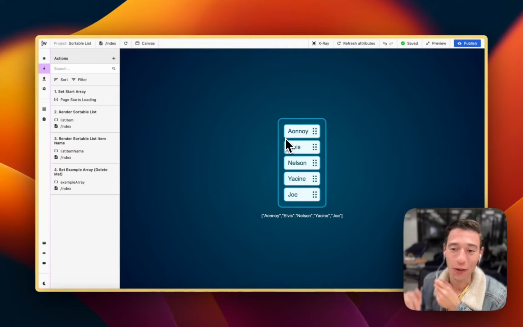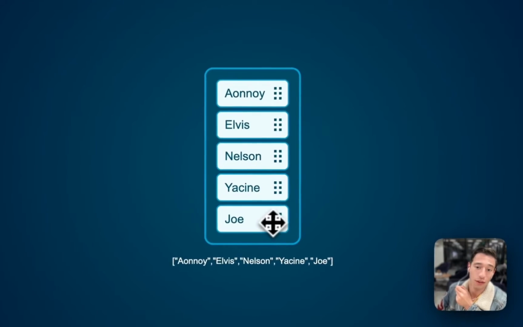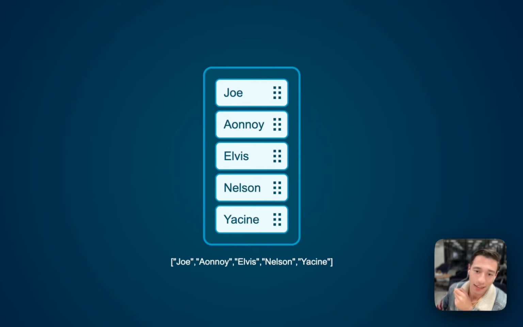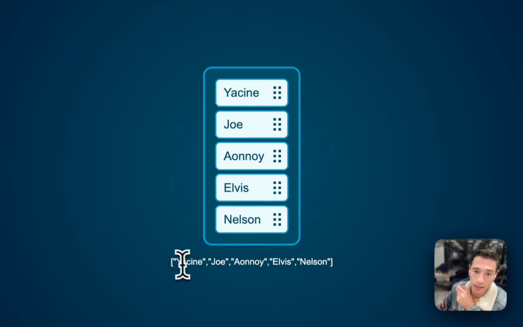Hi, today we're going to build a sortable list that works with a dynamic variable and updates the data in a variable in real time. For example, if I drag Joe on top, the array will update to include Joe as the first item. If I drag Yassine on top now, Yassine is the first item. And if I mix Elvis and Nelson, this is mixed up here as well.